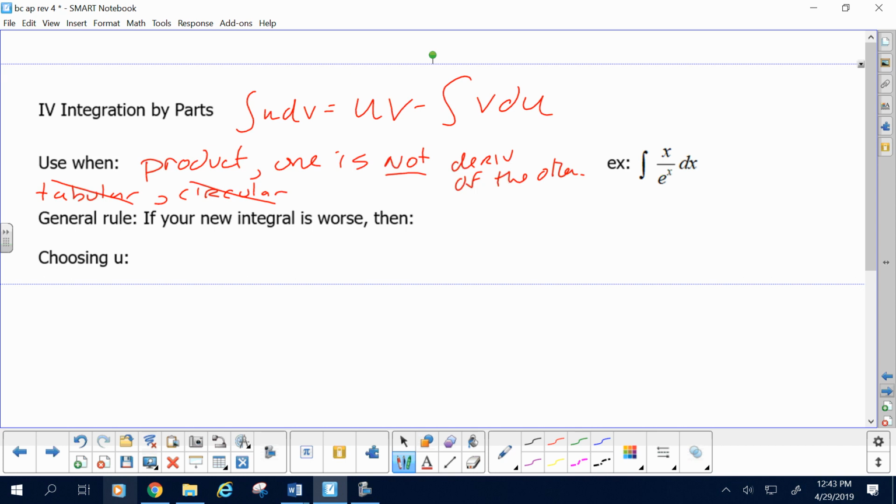In choosing the best u, the best is log. The next best u is inverse trig, like arctangent if you had it. Then polynomial or algebra, like x to the first or the square root of x. Then terrible, we're starting to get into terrible u, is exponential and trig. These are the worst u. Those usually you end up using when you're doing the circular. Okay?